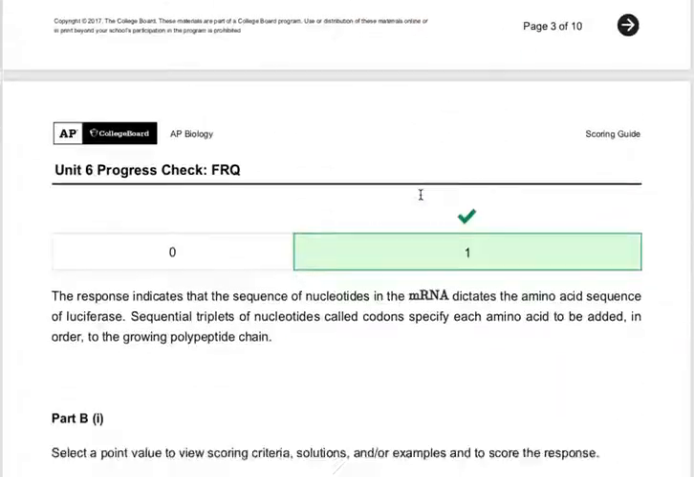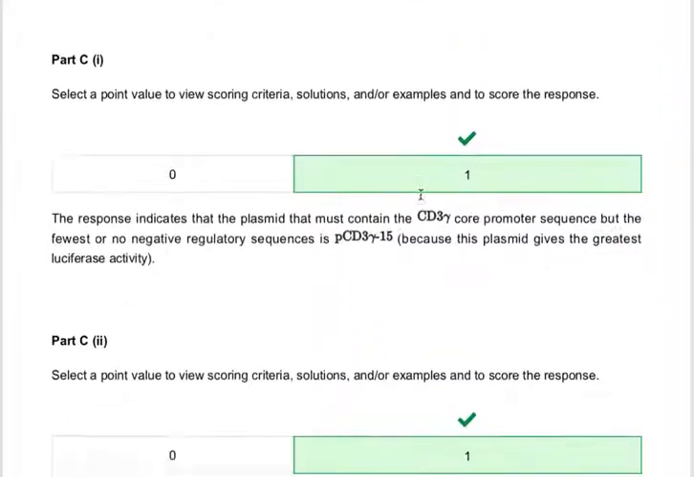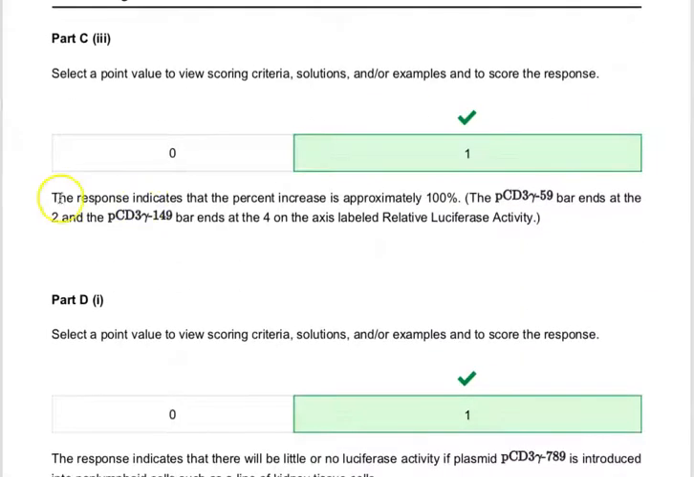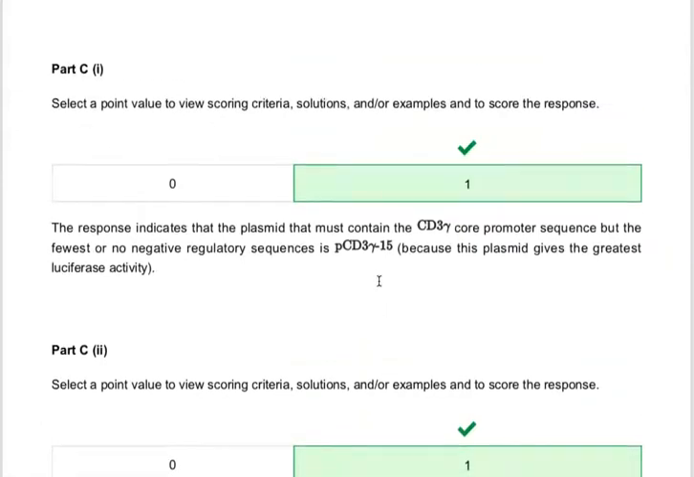And if we check that out in question C, the response indicates that the percent increase is approximately 100%. The 59 ends at 2 luciferase activity. The 149 ends at 4 luciferase activity. And simply because to get from 2 to 4, there's an addition of an extra 2, that is a 100% increase. Okay, and let's finish with question D.